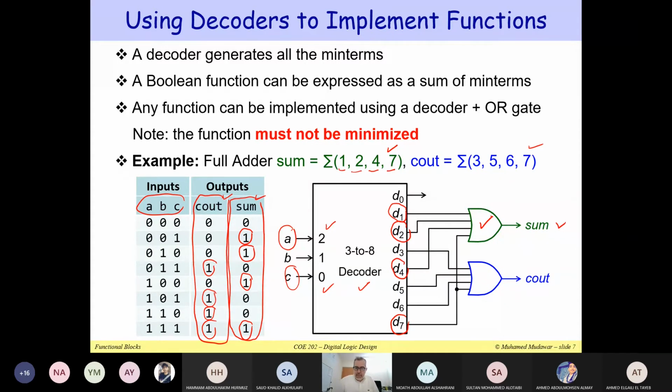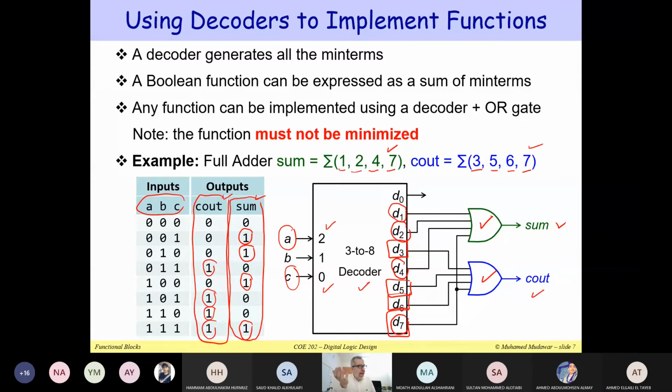If I would like to get C out, C out here is 3, 5, 6, and 7. So look at 3 here, this is 5, this is 6, and this is 7, and connect them to this OR gate, and the output will be C out. So we use one decoder with 2 OR gates. We can have a combinational circuit that has multiple outputs. All we need is just one decoder and an OR gate for each output. That's one use of the decoder.